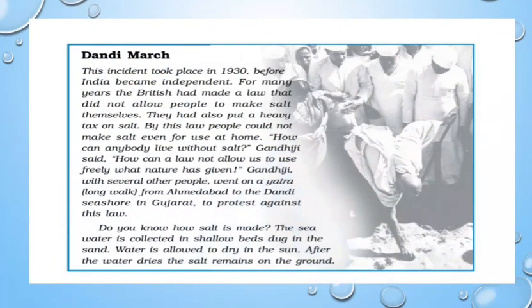Children, this is the extract from your textbook which talks about the Dandi March, the incident which took place in 1930. As I have just explained to you in detail, it talks about how Gandhiji started the Dandi March from Ahmedabad to Dandi in Gujarat. And it also talks about how salt is made. I hope you all have understood the concept of Dandi March and also how salt is made.